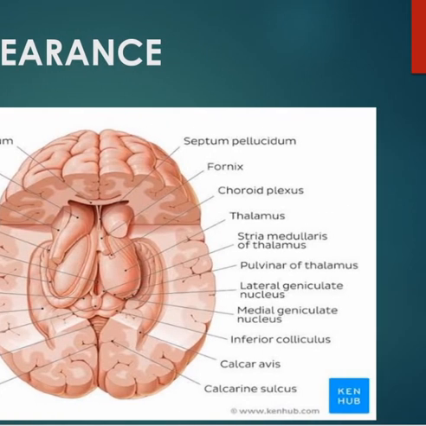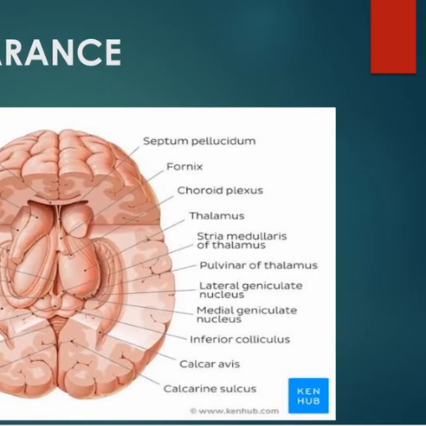As you can see, the medial geniculate nucleus. Its connections are the inferior colliculus and lateral lemniscus from both ears, but predominantly the contralateral ear, and the auditory radiation to the superior temporal gyrus, and that function is hearing.